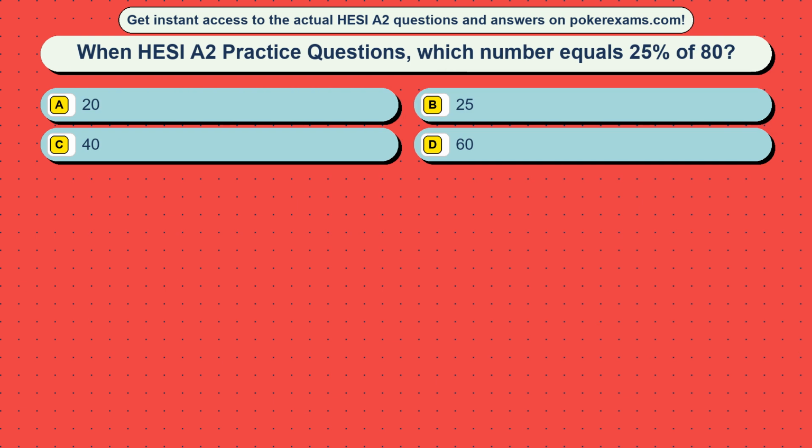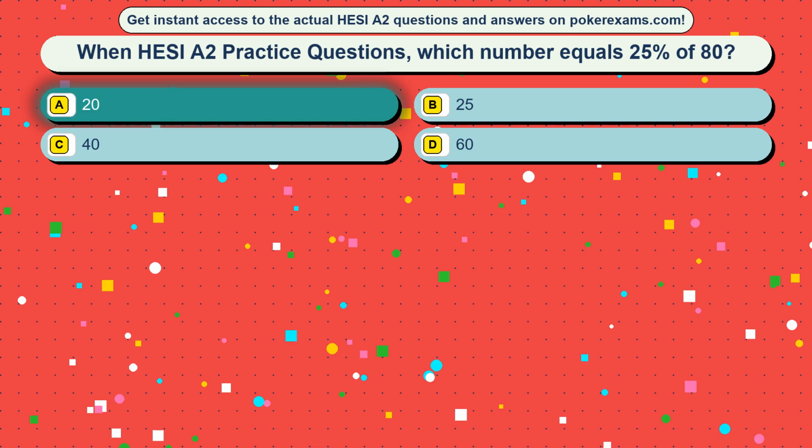Question 29. When HESI A2 Practice Questions, which number equals 25% of 80? Option A, 20. Option B, 25. Option C, 40. Option D, 60. The correct answer is option A, 20.